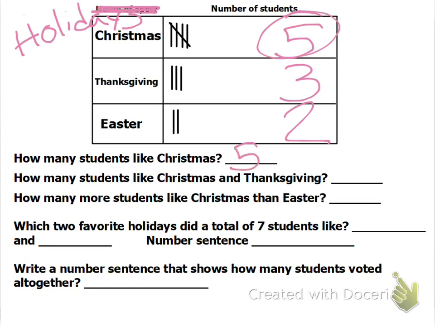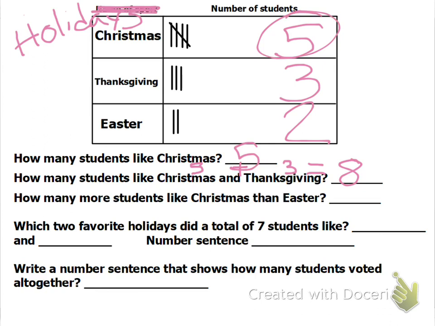How many students like Christmas and Thanksgiving? So that means together Christmas and Thanksgiving. So we have to add the 5 Christmas and the 3 Thanksgiving. So 5 plus 3 equals 8.